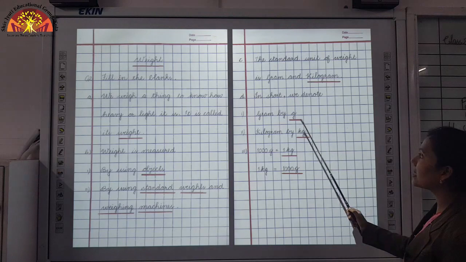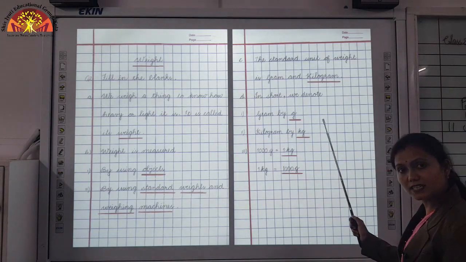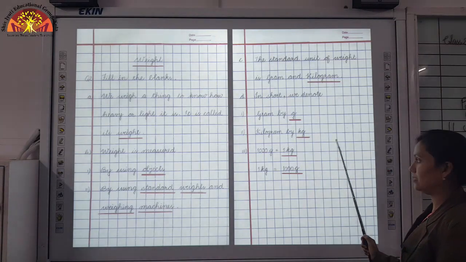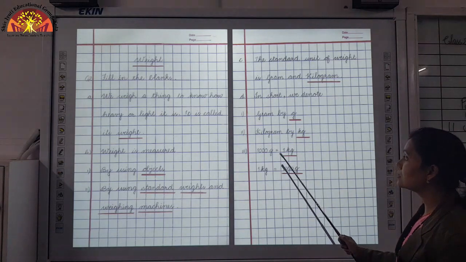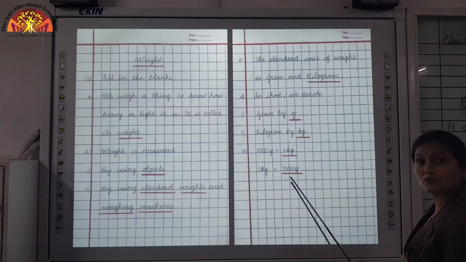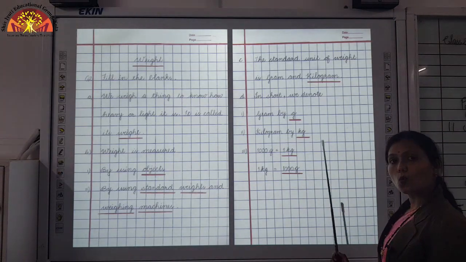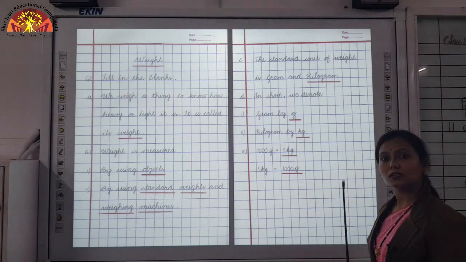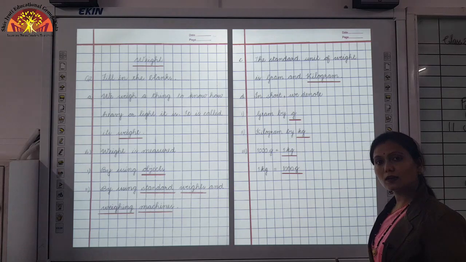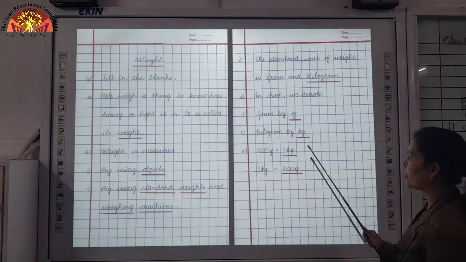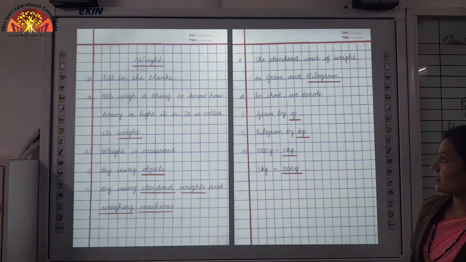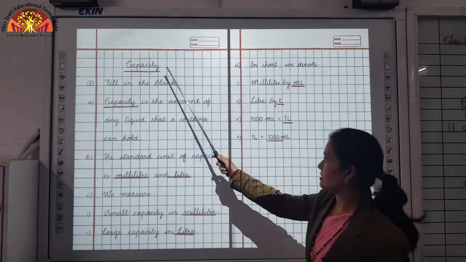Next, in short, we denote again gram by. So, how we write gram in short? We write g as gram, right? Kilogram by kg. Now, 1000 gram is equals to dash and 1 kilogram is equals to dash. You know 1 kilogram is equals to 1000 gram and 1000 gram is equals to 1 kilogram. So we will write here 1 kg and here 1000 gram. Right?